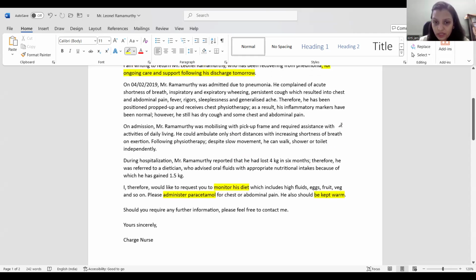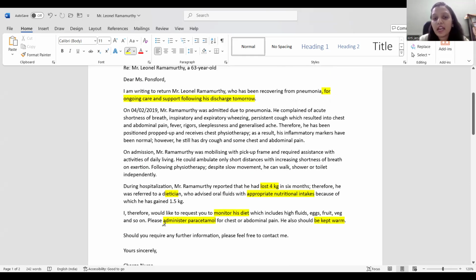Now, this request has to be justified in your body paragraphs. What does it mean? Suppose I'm saying monitor the patient's diet. Now, if you have not elaborated in your body paragraph why dietary modification or monitoring is necessary, then the reader will get confused. Right? So here you can see monitor patient's diet. Why? Because the patient has lost weight. We have already referred the patient to the dietitian and appropriate nutritional intake has been arranged. So that is why dietary monitoring is required.